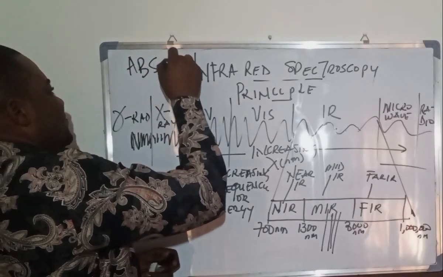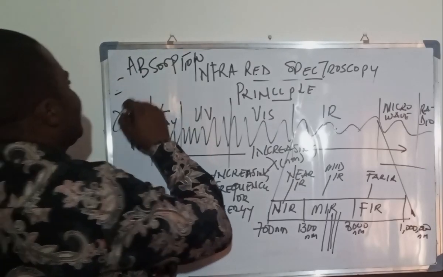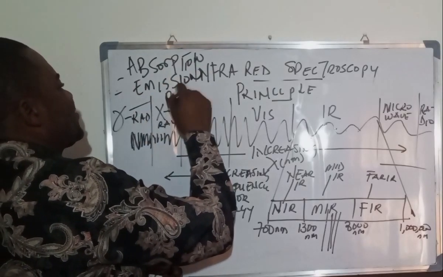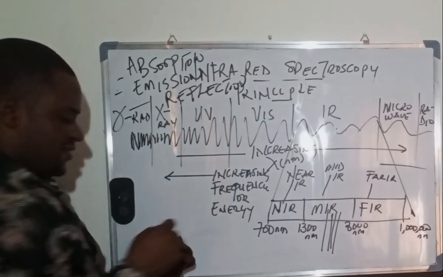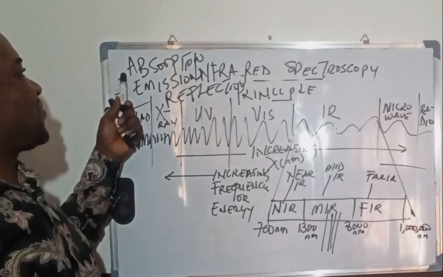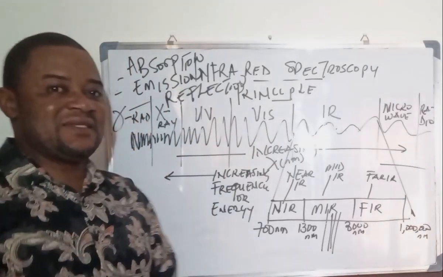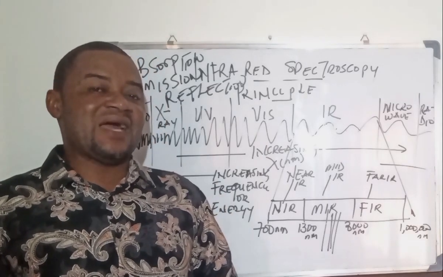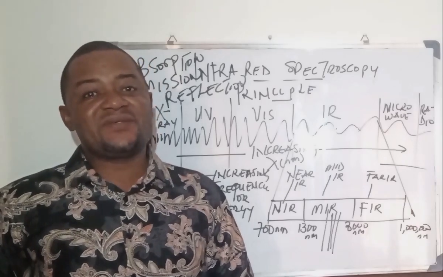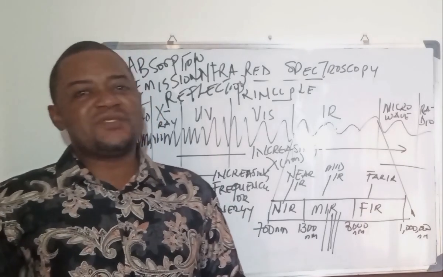And the next one is emission, and the next one is reflection. Yes. So the IR analysis is based on the measurement of either absorption, emission, or reflection of radiations. When you pass infrared radiation at the right ranges through a sample, whether it's an organic molecule or an inorganic ion, once you pass an infrared radiation through a sample, something happens.